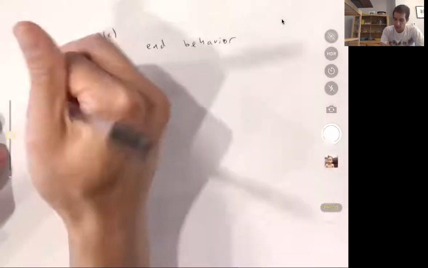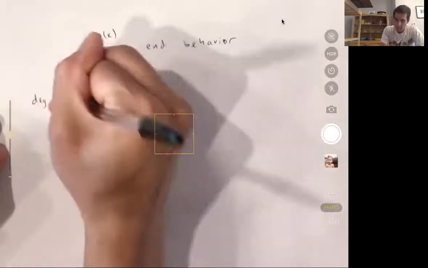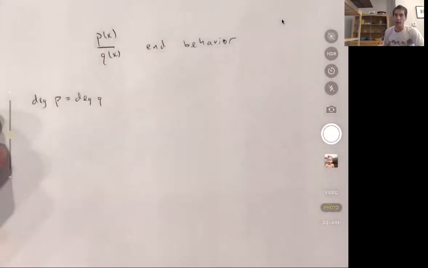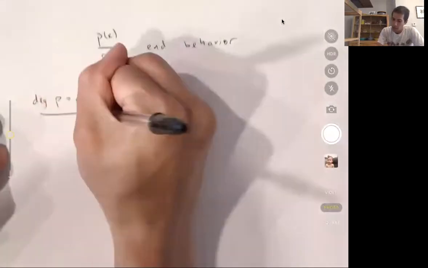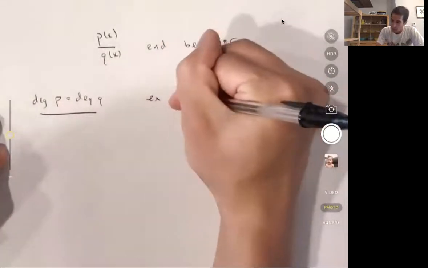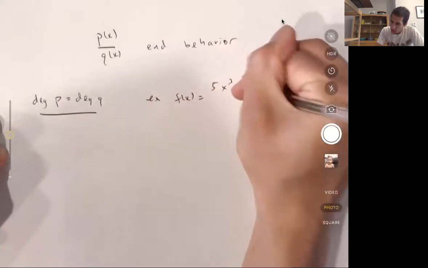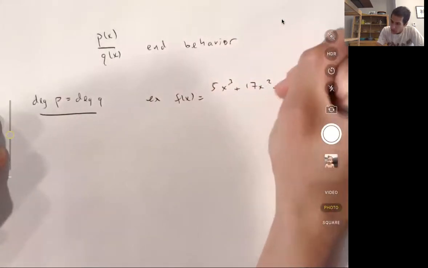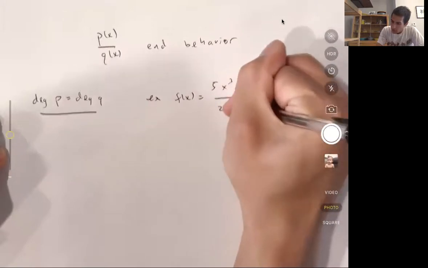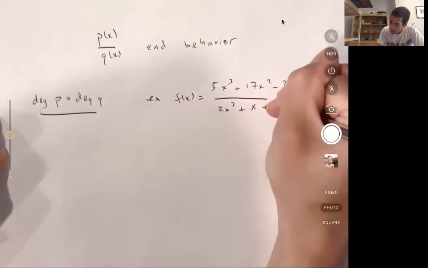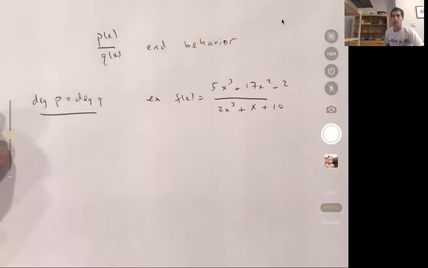So the first scenario is that the degree of p is equal to the degree of q. So for example, if we have a quadratic over a quadratic or a cubic over a cubic. Let's do an example here. If f of x is 5x cubed plus 17x squared minus 2, divided by 2x cubed plus x plus 10. It's a cubic divided by a cubic, so the degrees are both 3.